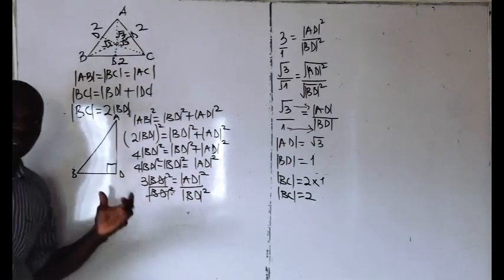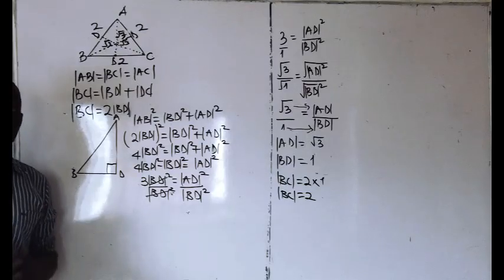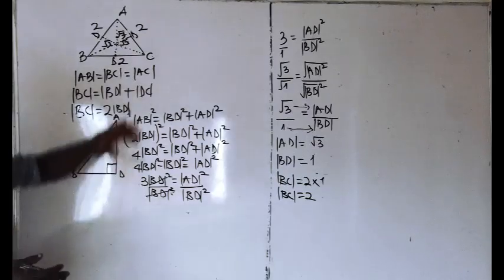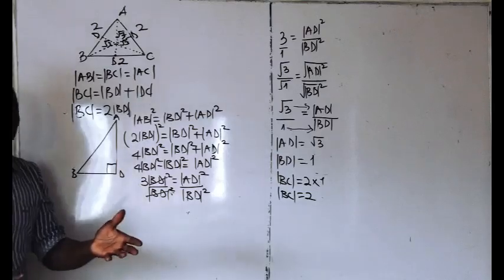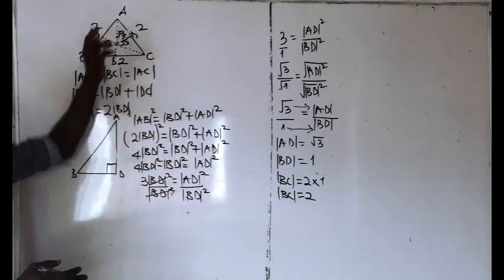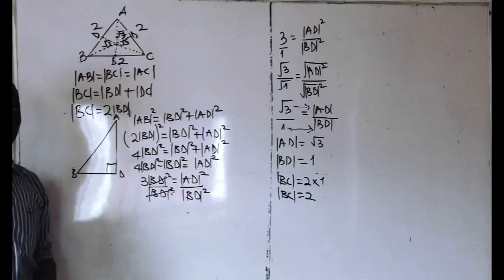This is the algebraic and the geometric proof to show that given an equilateral triangle, the sides are 2 units each and the altitude is root 3.